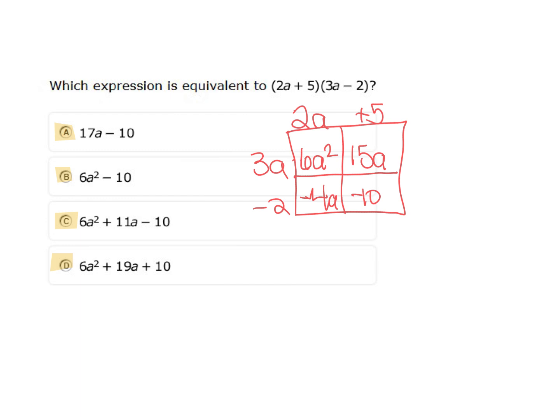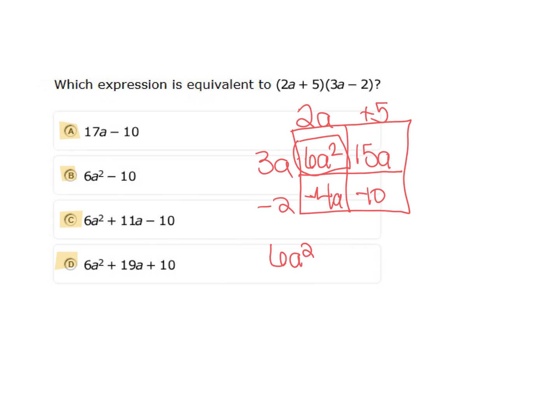Okay. Now I'm going to pull all of these items out of the box. So looking at my 6a squared, there's not another term I can combine, so this one is just going to be 6a squared. Looking at my 15a, do I have another term that's alike that I can combine? Well, right here, I can combine my 15a and my negative 4a. So 15 minus 4 is positive 11, and I have an a. And then last, I have my negative 10. There's nothing to combine, so I'm just left with negative 10. So my answer is 6a squared plus 11a minus 10.